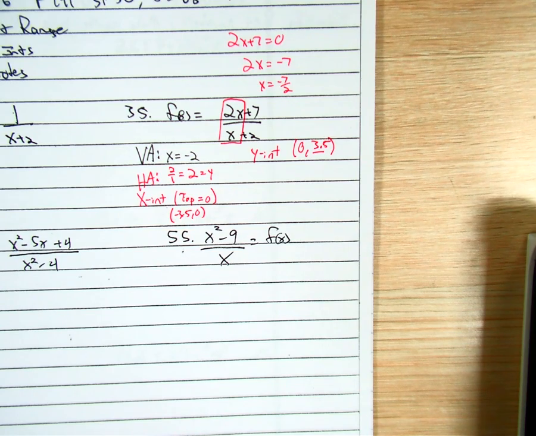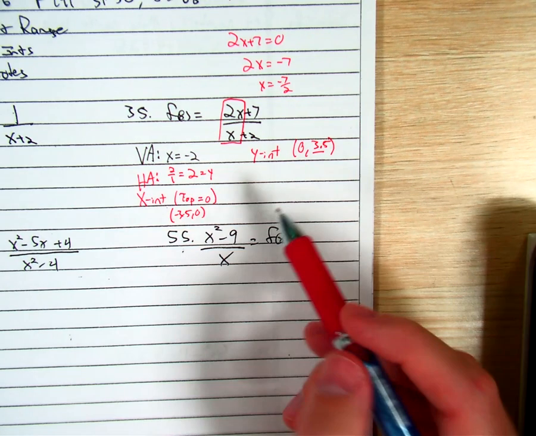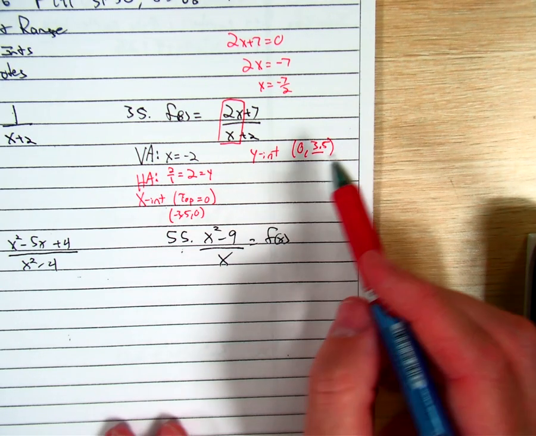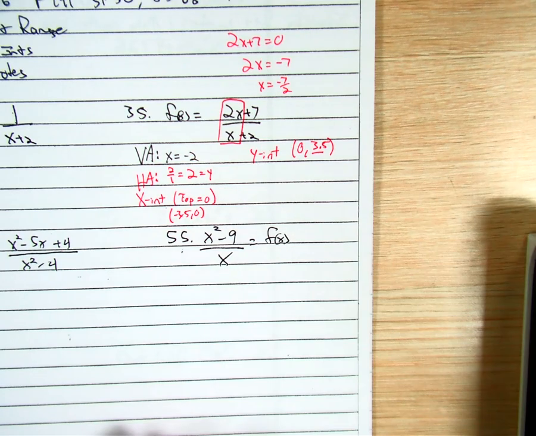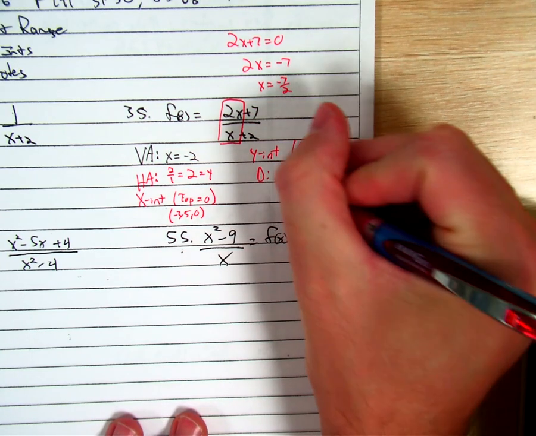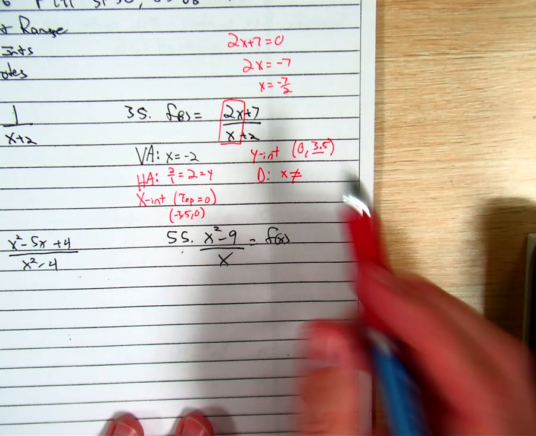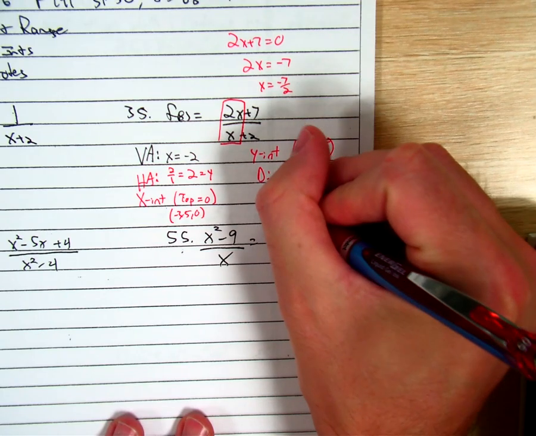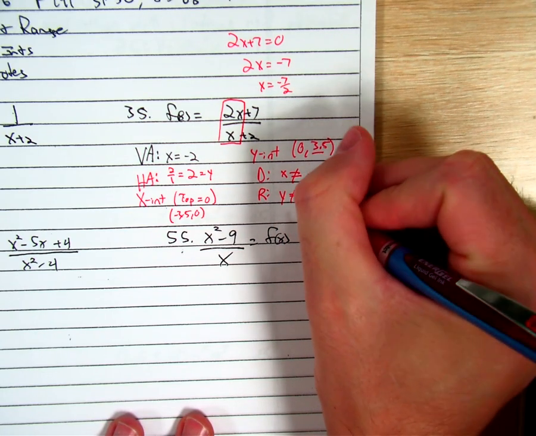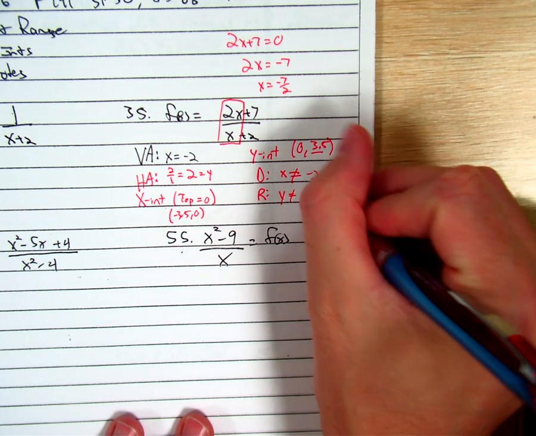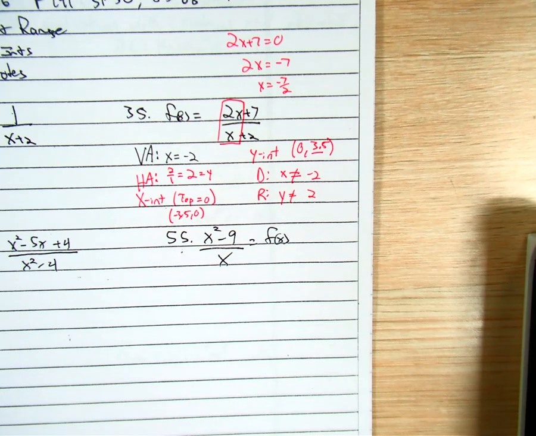Okay, and then domain and range. Domain and range is basically all real numbers except whatever your asymptote lines are. So your domain is going to be all x's except your vertical asymptote, negative 2. And your range will be all y's except your horizontal asymptote of 2. And again, purely coincidental that those are the same number but opposite signs. Okay?